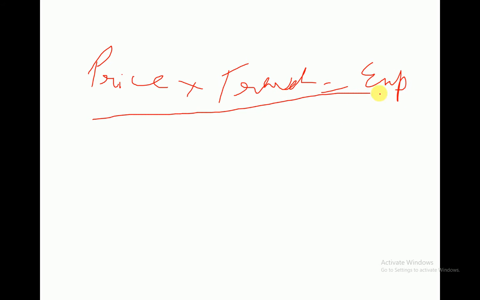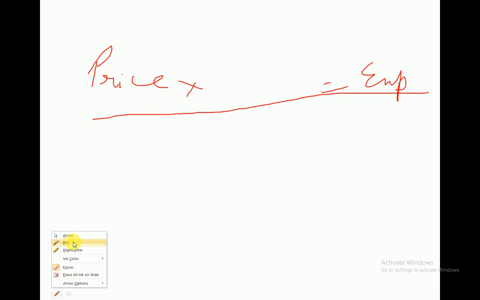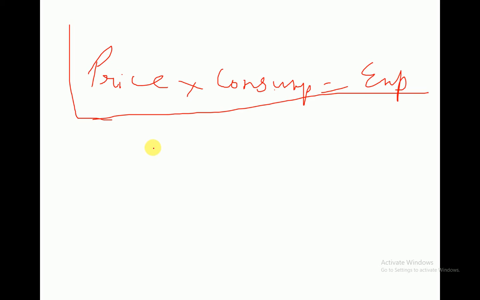Okay, so the concept says this is price and this is consumption, and this is expenses. So suppose, let's say the price of rice has been increased by, say, 20%. Okay, the price of rice has been increased by 20%.